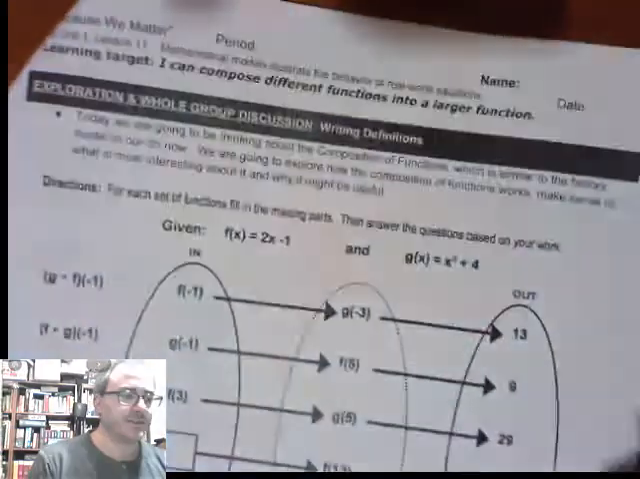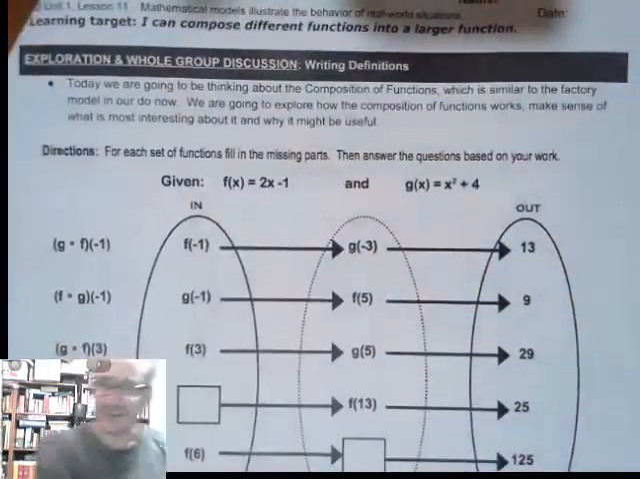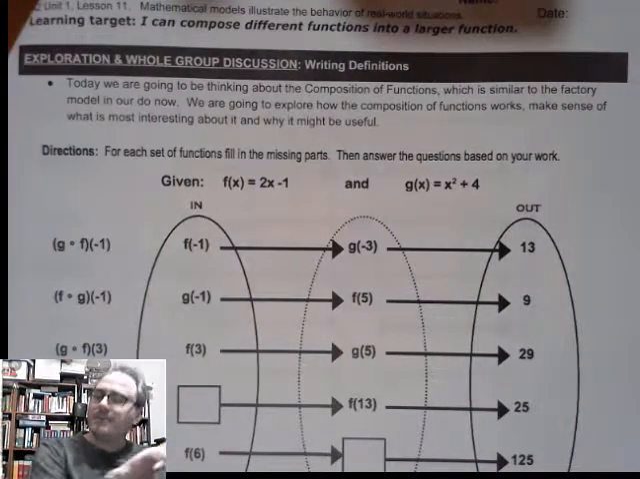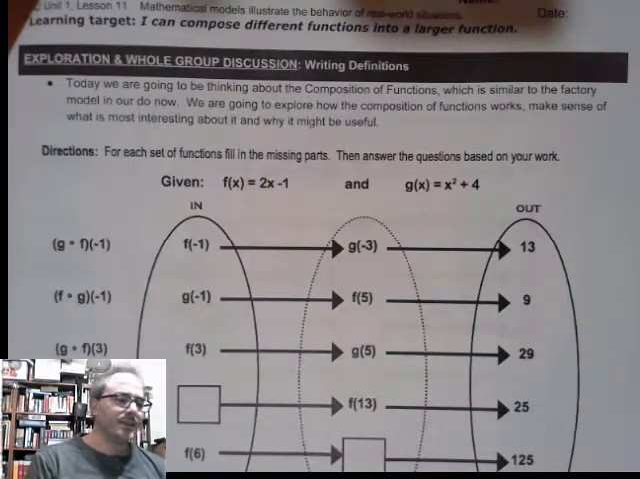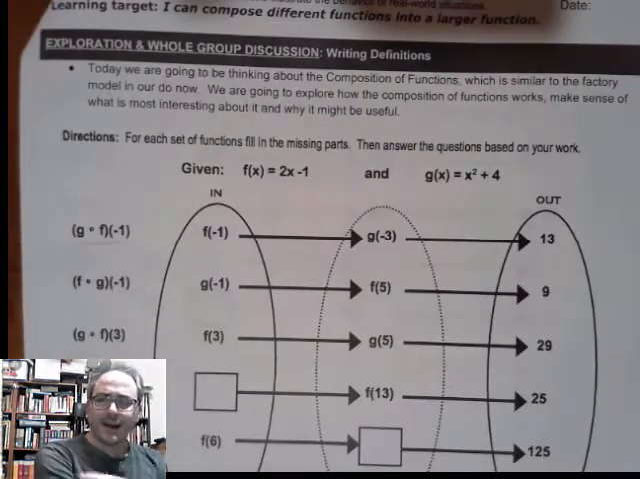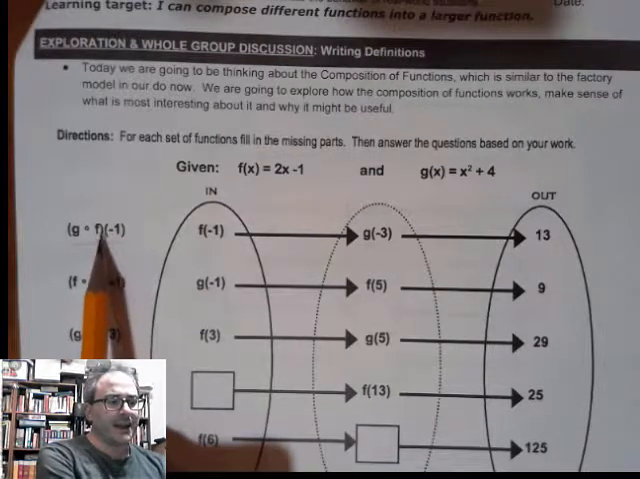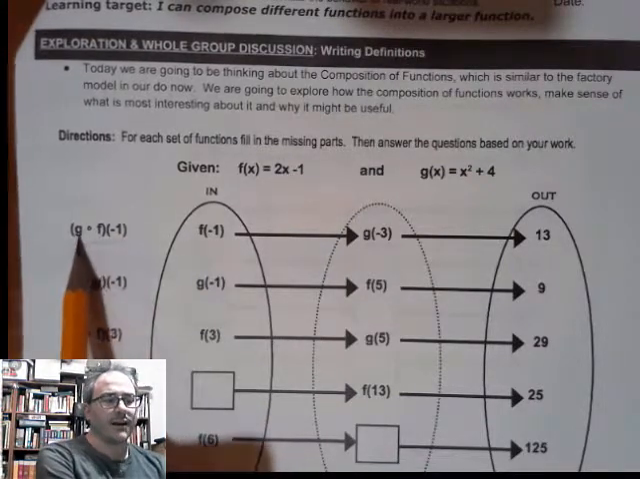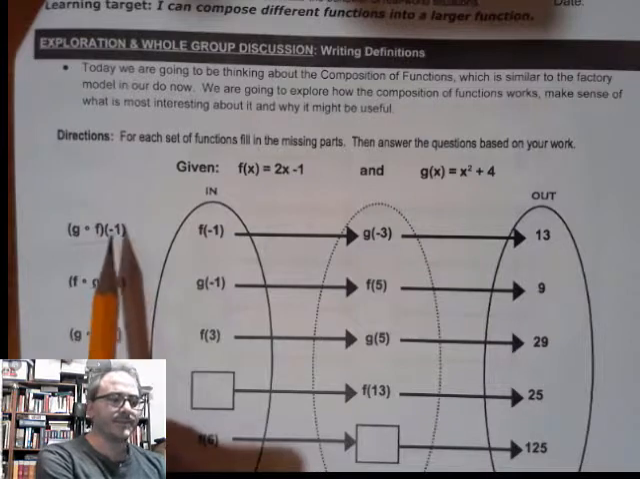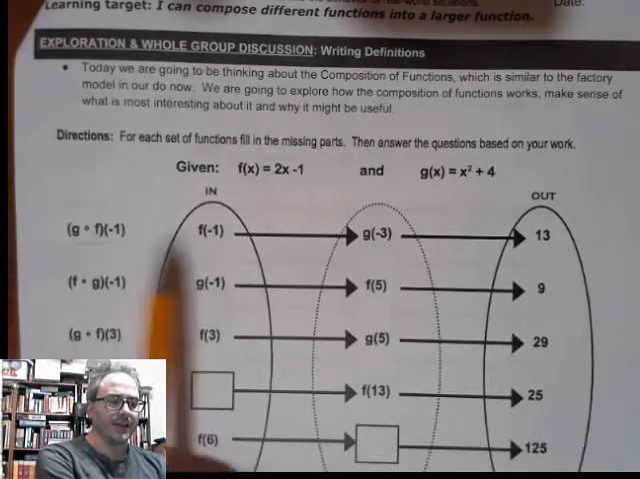All right, we're going to compose some functions. We're going to hit our learning target early on, right? We're going to start out easy, and then we're going to get a little bit more difficult. So here's how it works. This is one way to express a composition of functions. We've got the f of negative 1 of g. Okay? So we're going to compose these two functions together.